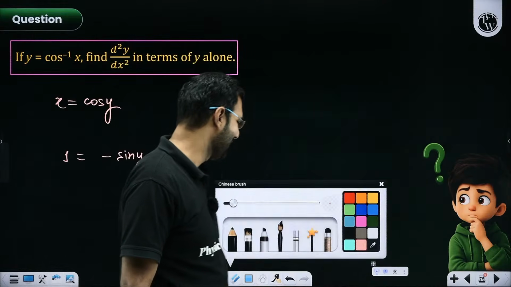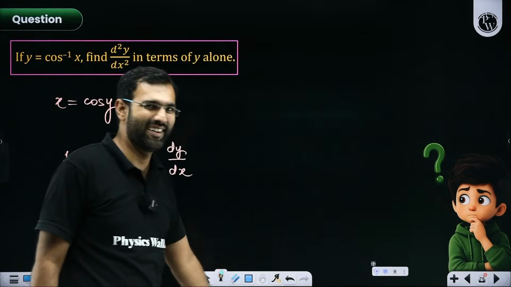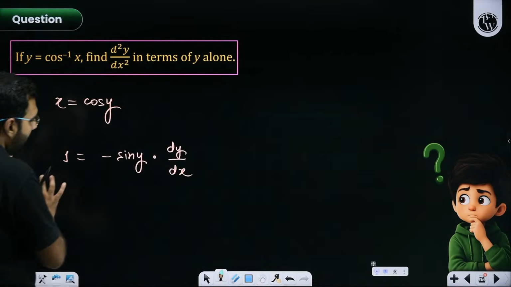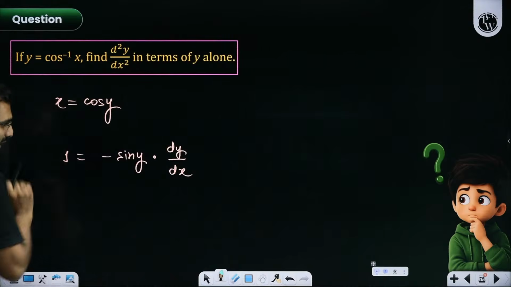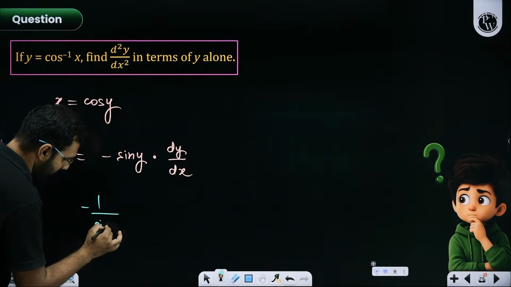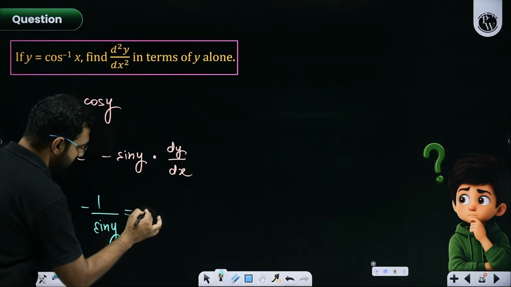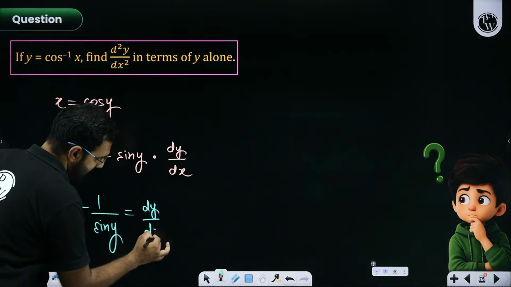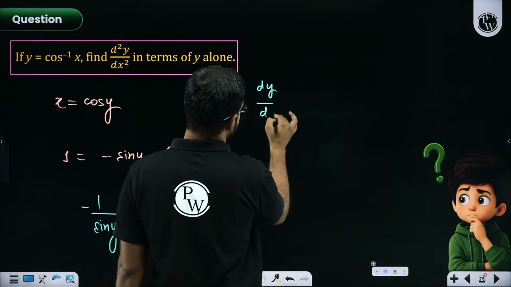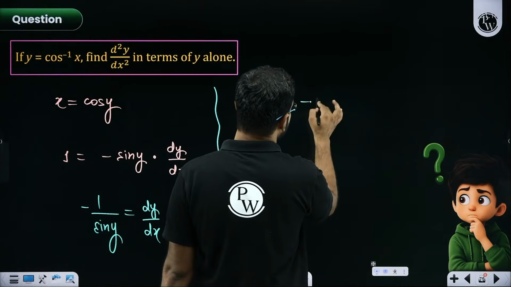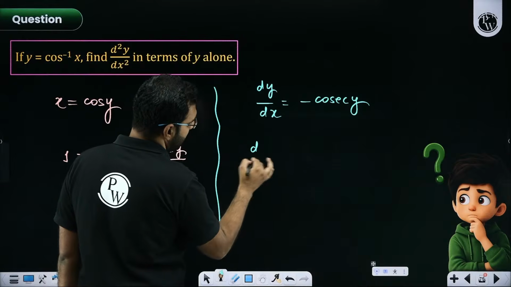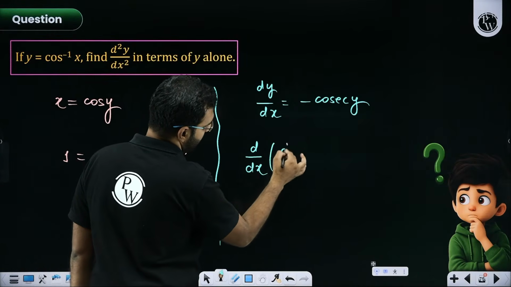So coming back to this, I have cracked dy by dx in terms of sin y. What is that? It is minus 1 upon sin y. Getting it, everyone? Which is dy by dx. So now, we have cracked dy by dx, which is minus cosec y. Now, if I ask you d/dx of dy by dx.